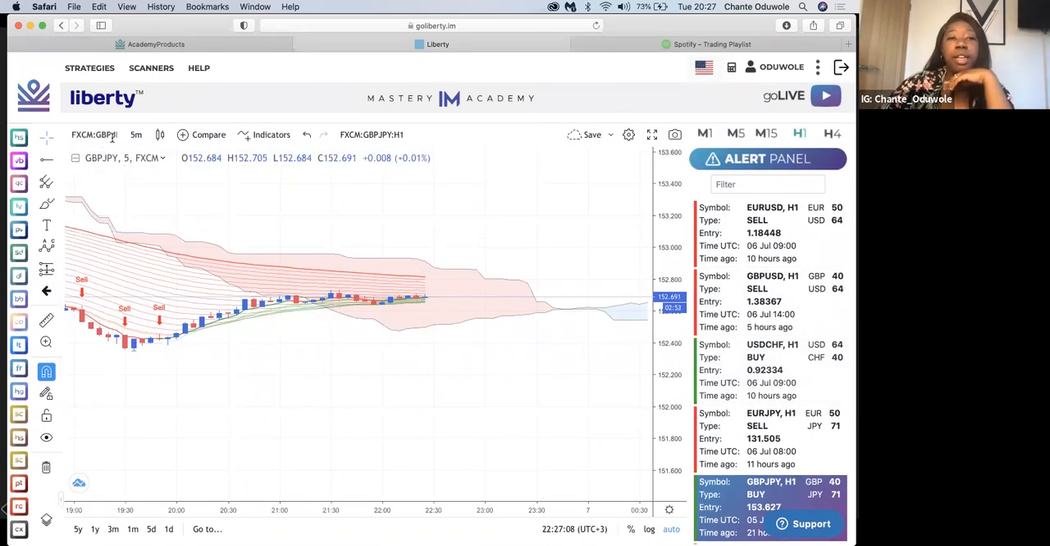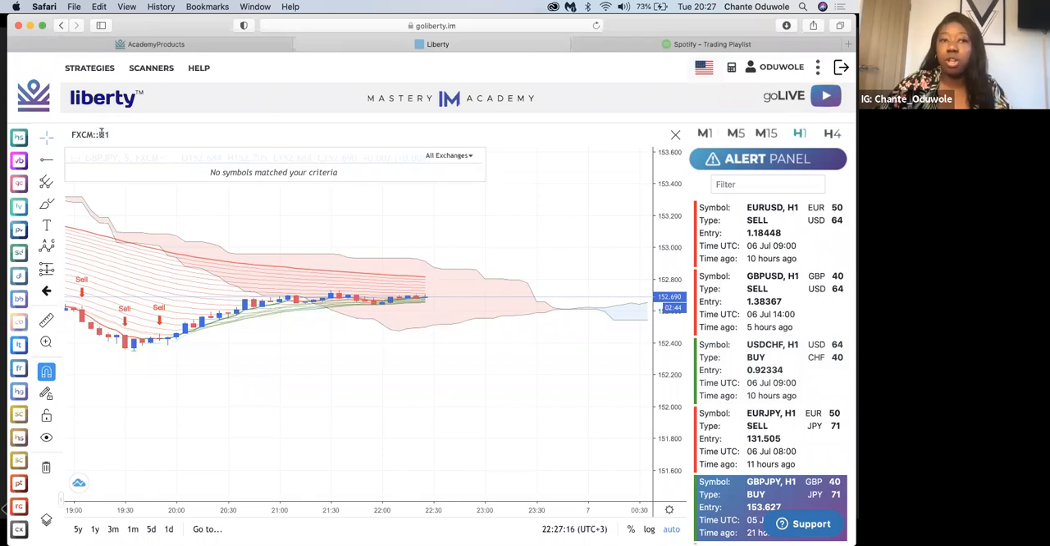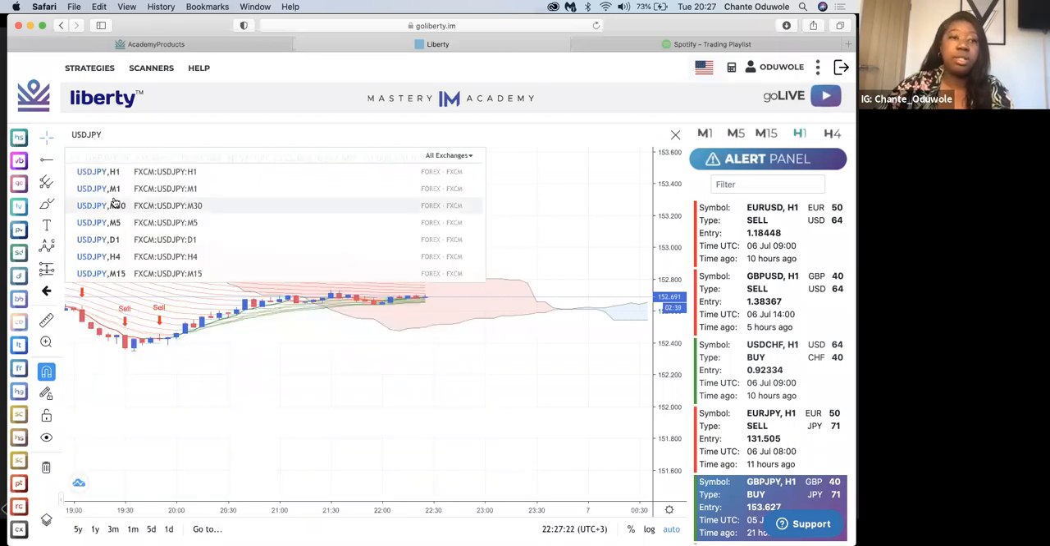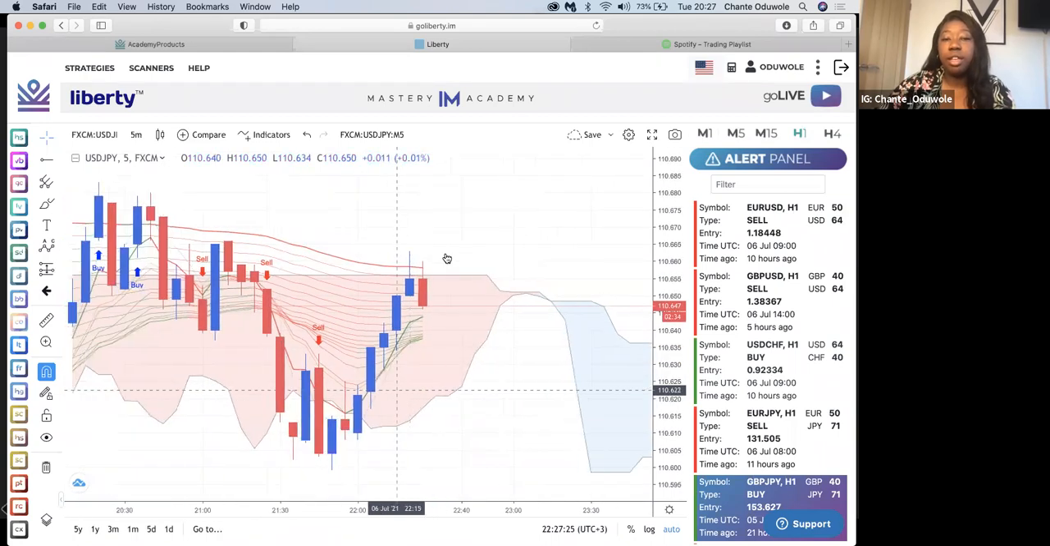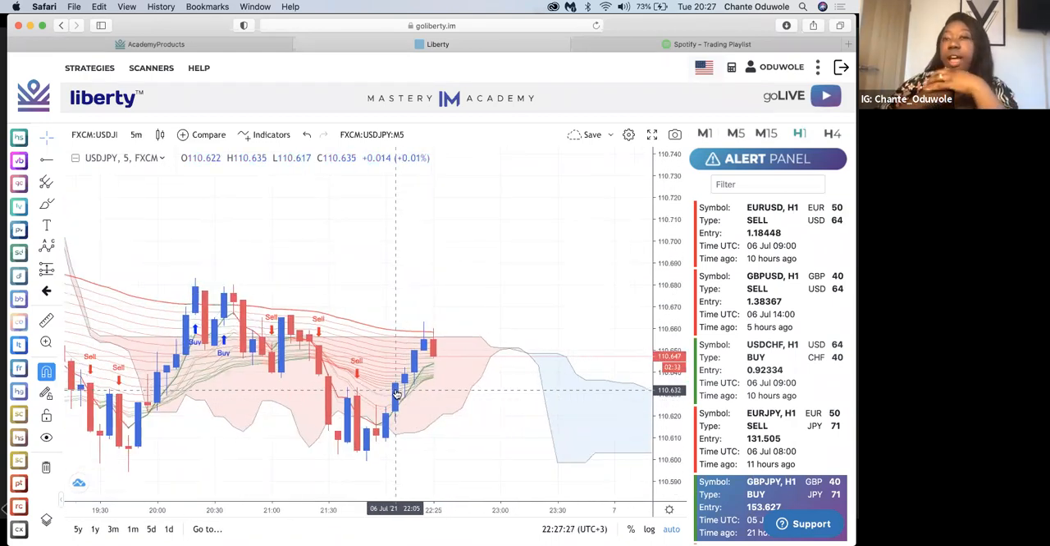How you would type that in is you would click here. So up here where it says FXM, this is what some people do. Some people just delete this bit, and that will not work. You need to delete everything out of here and then type in the currency that you were looking for. So USD JPY, I click on 5 minutes. Okay. Now that you can see that, then you can start looking at other currency pairs.